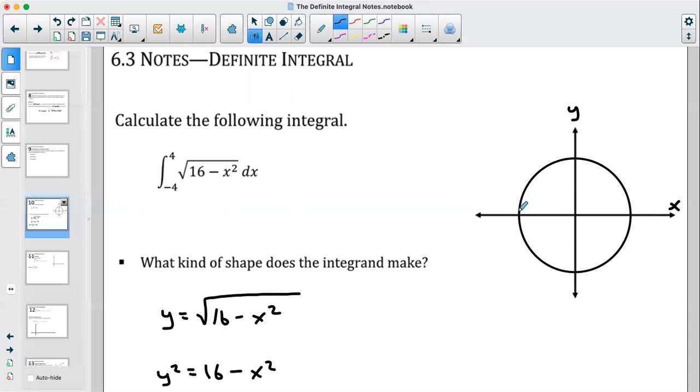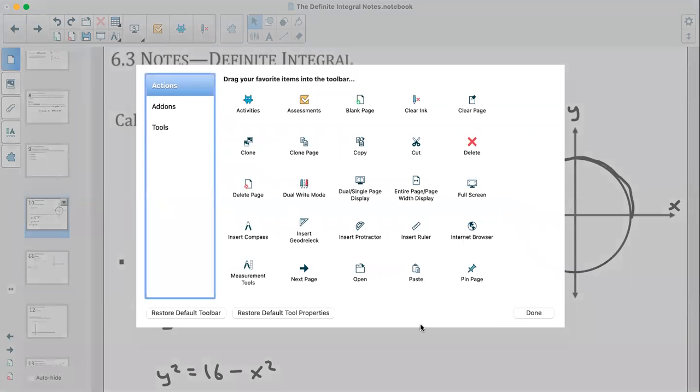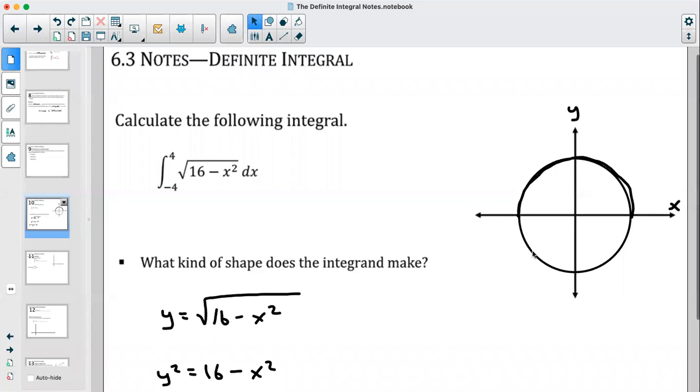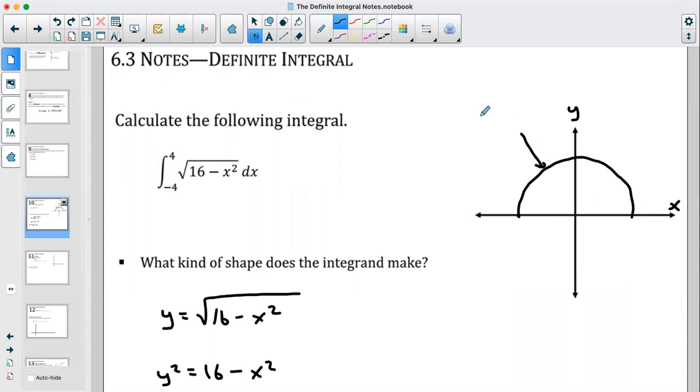Yikes. Let me see if I can do a little better. That part's pretty good. That's just going to have to do. What I really want is just that. So this curve right here is y equals the square root of 16 minus x squared. The part on the bottom, which I just got rid of, is y equals negative root 16 minus x squared. But I don't care about that because it said to find the positive one.